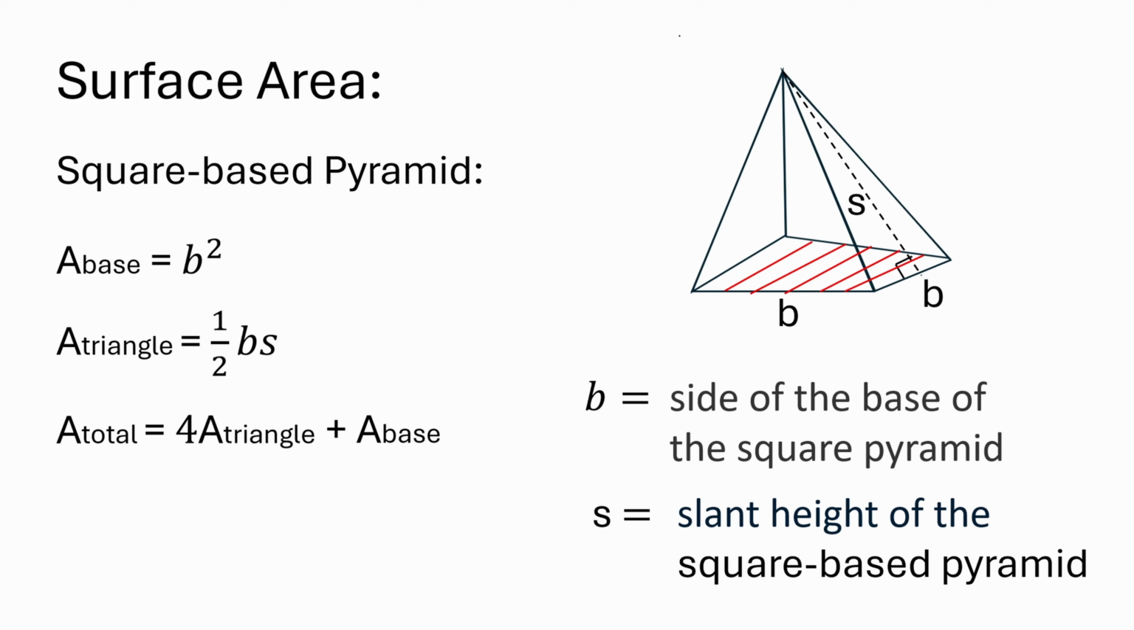Here, 4 times triangular face area. One triangular face area is equal to 1 divided by 2 times b times s. So 4 times triangular face area is equal to 4 times 1 divided by 2 times b times s, which is equal to 2 times b times s. So the total is 2 times b times s plus b squared.